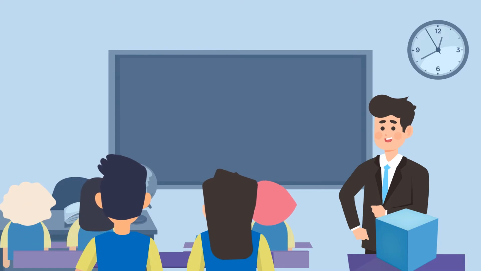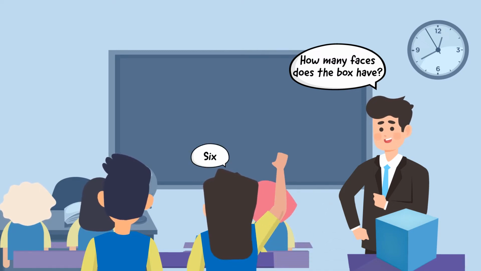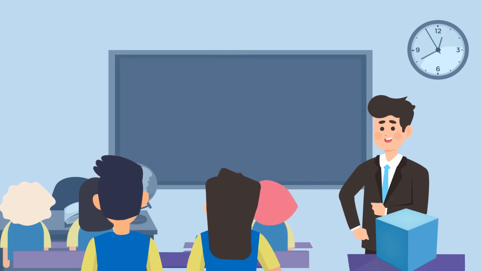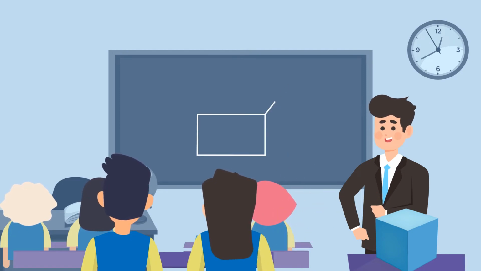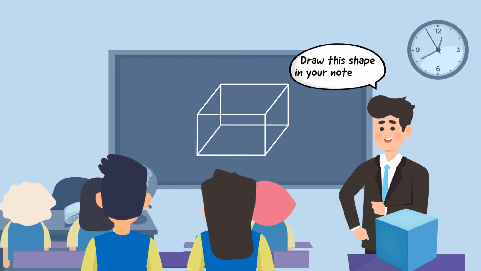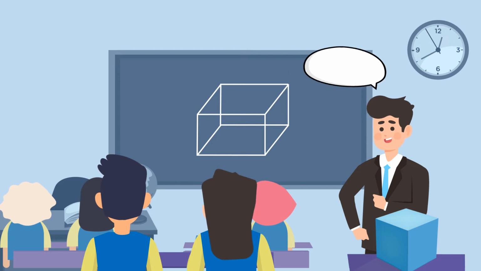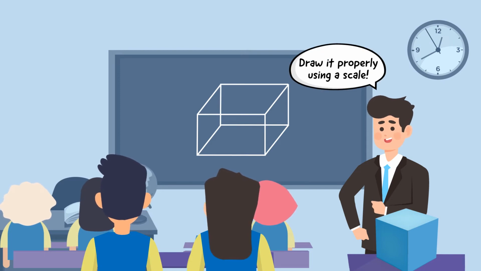Continue to ask, "How many faces does it have?" Display the box and point to each of its sides while the students count. The students will then respond by saying 6. Then, we will draw the cuboidal shape on the blackboard and ask the students to draw the same in their notebooks. Guide the students to draw it properly using a scale.